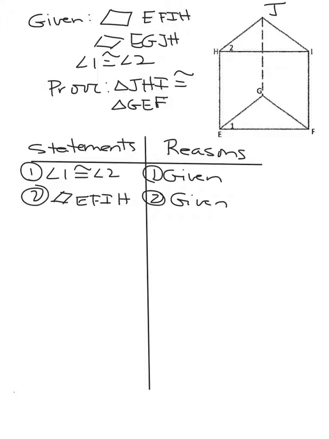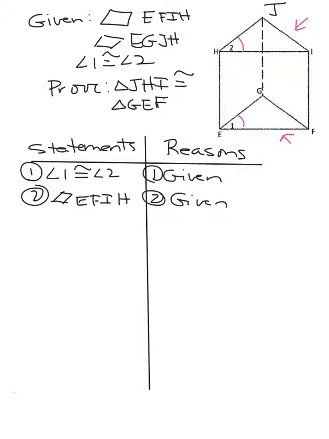In our next proof, we're given two parallelograms in our figure, as well as angle 1 is congruent to angle 2, and we're trying to prove that this triangle here, triangle JHI, is congruent to our bottom triangle here, triangle GEF. So let's look at what we have. Our first step, we have our given, so let's mark that angle 1 is congruent to angle 2, so it's one piece of our triangle.